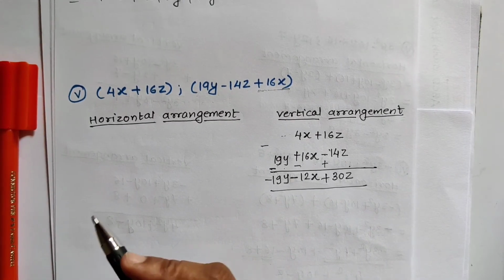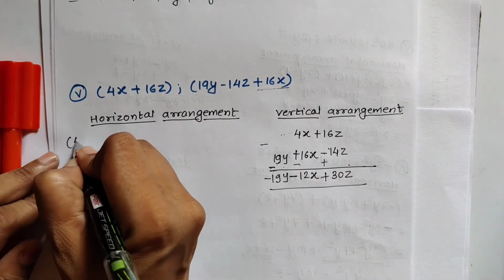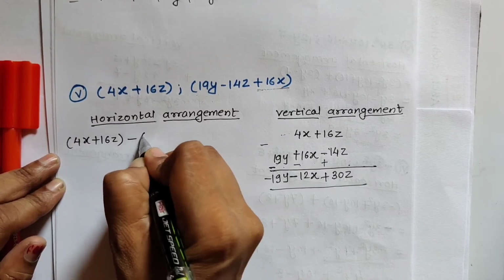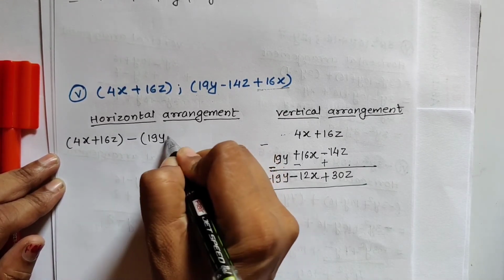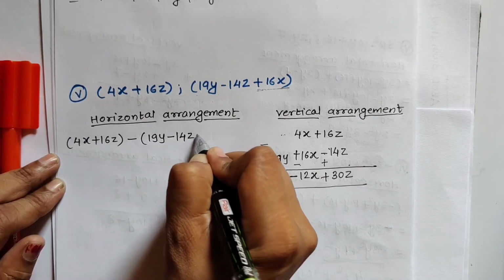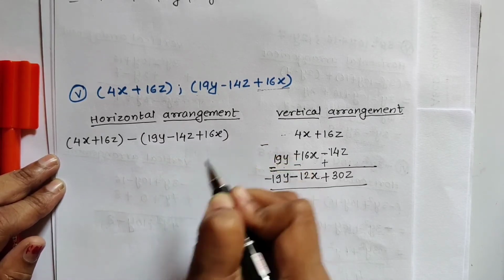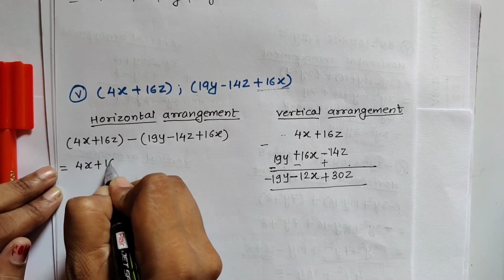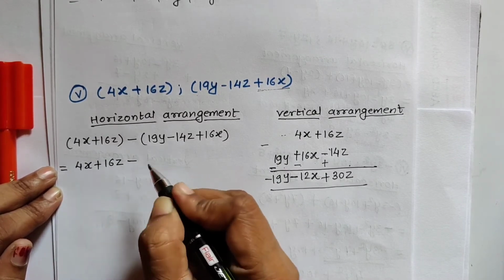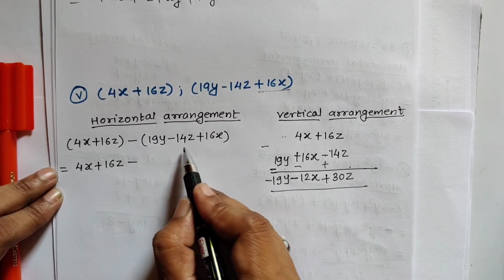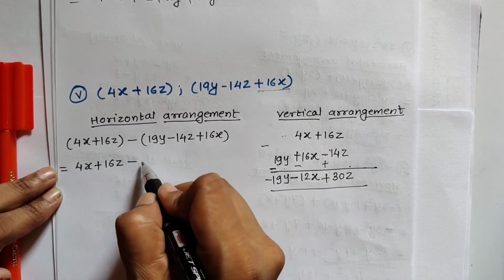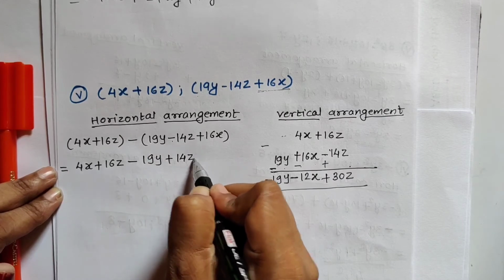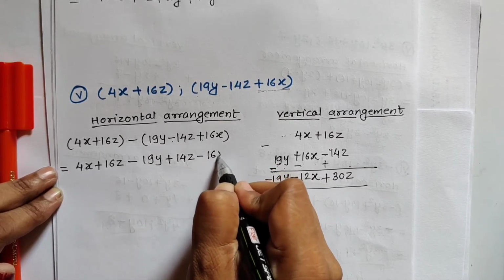Let us see in the horizontal arrangement. We write both the brackets. Put the minus sign between two brackets. We remove the bracket in the second step. Remove the bracket. While removing the bracket, change the sign of all the terms. Minus becomes plus, plus becomes minus.